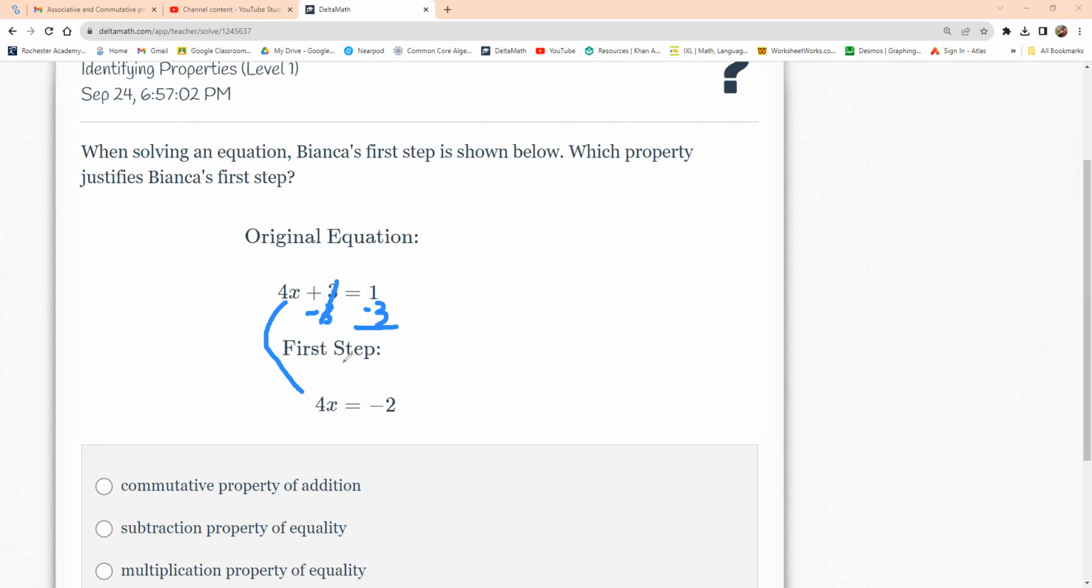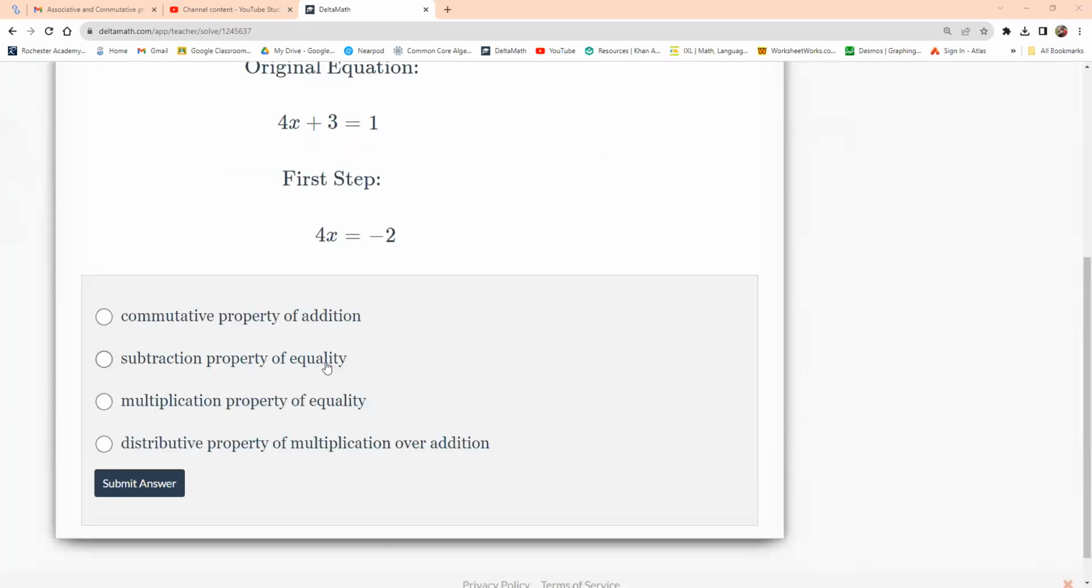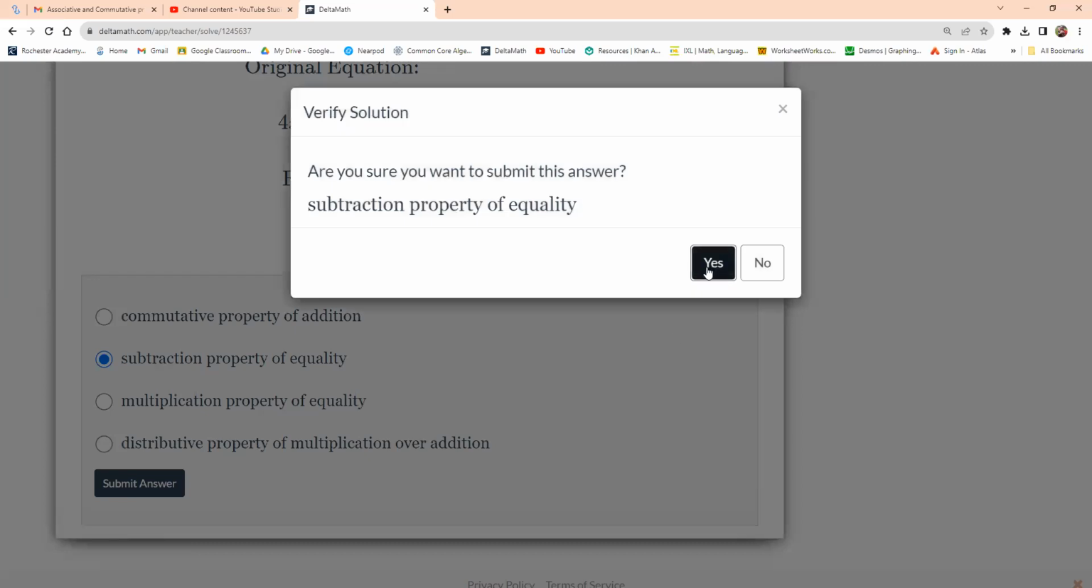So what did I do here? I used subtraction to get the 4x by itself. So what property am I using? Let's clear this. We use the subtraction property of equality. That's this one. That's what we did. We subtracted 3 from both sides. That's all we did. Okay, so boom.